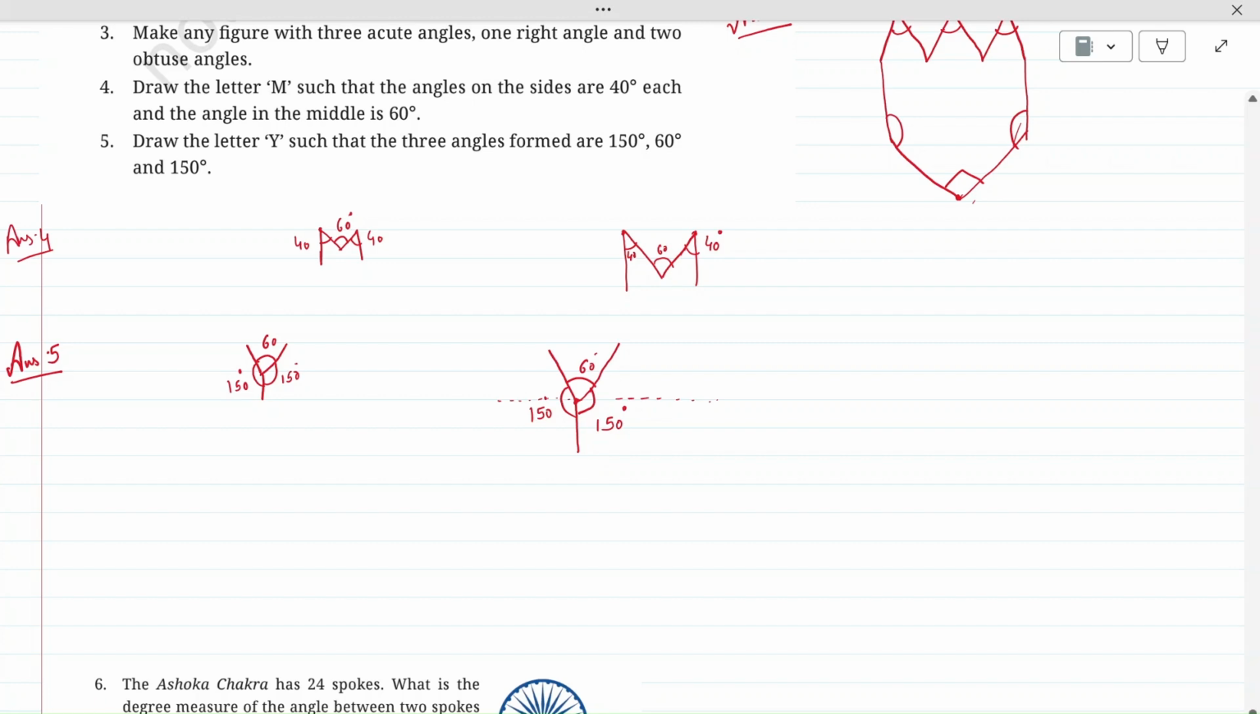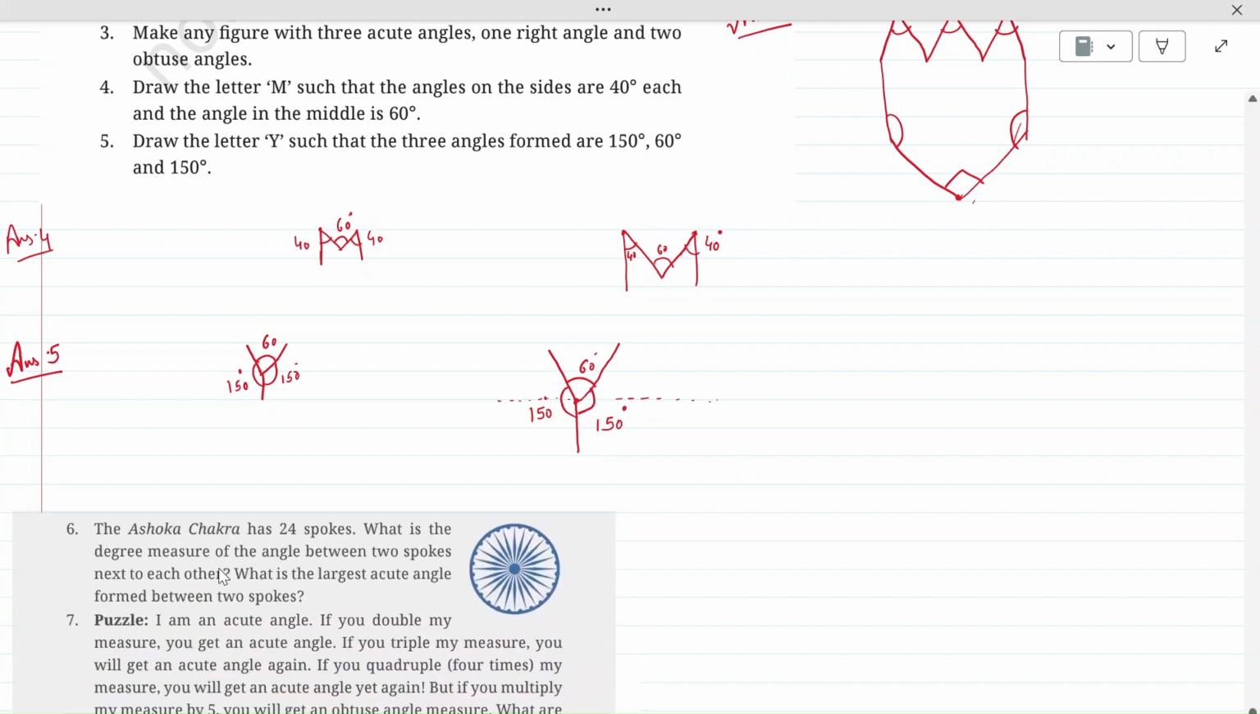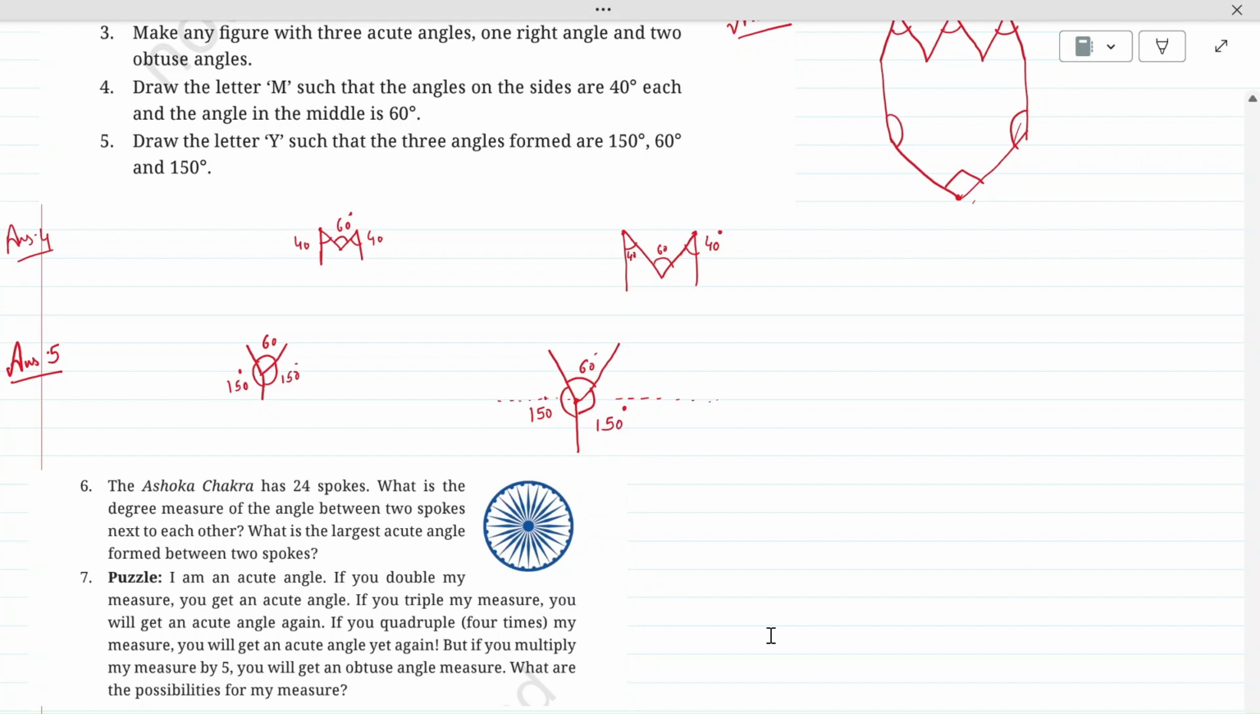All right, next we have here an Ashoka chakra that is there in our Indian flag. So the Ashoka chakra has 24 spokes. All these are spokes. They measure 24, and this Ashoka chakra is nothing but a circle. What is the degree measure of the angle between two spokes next to each other?